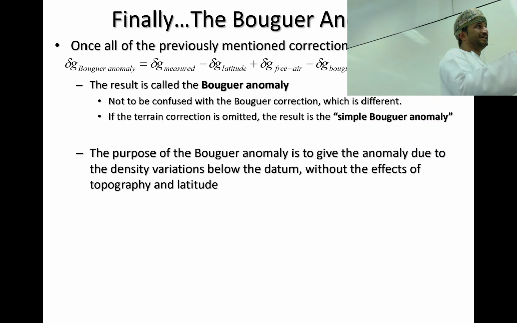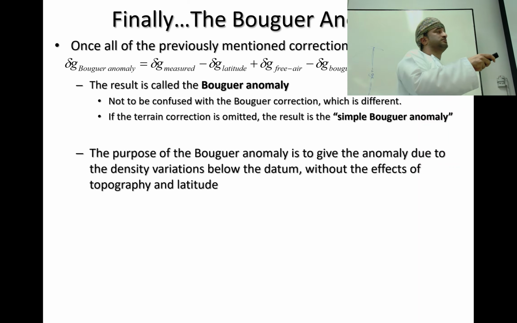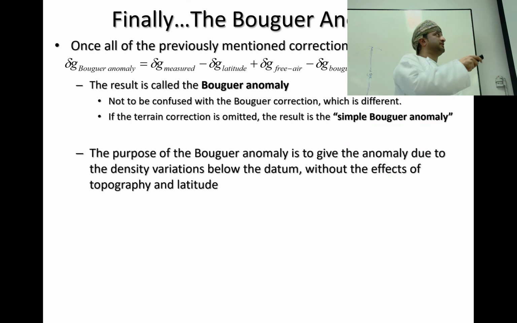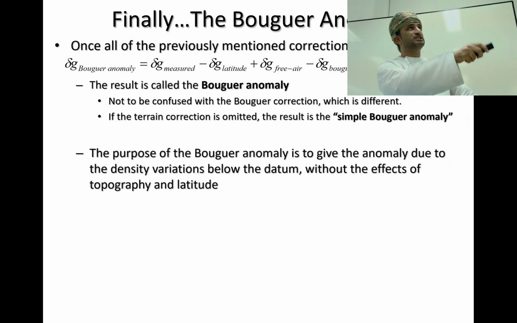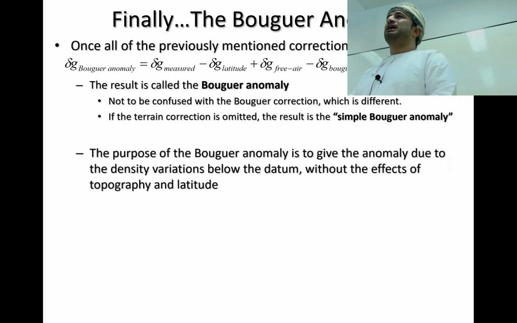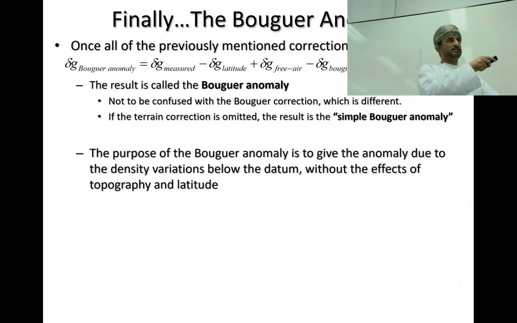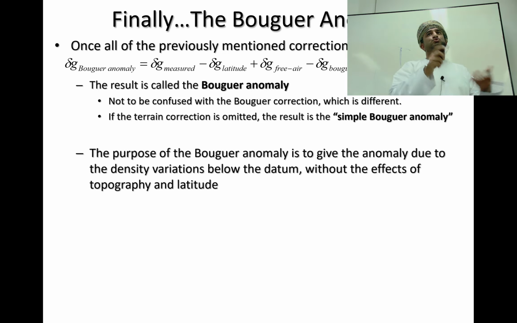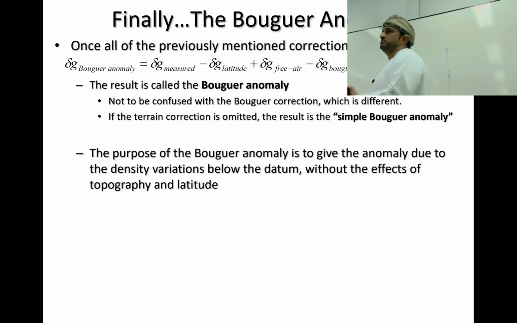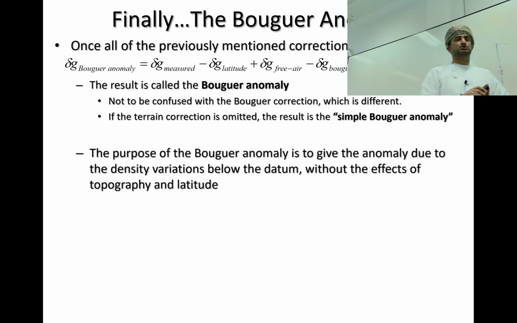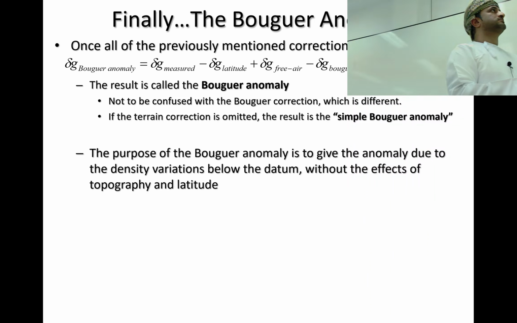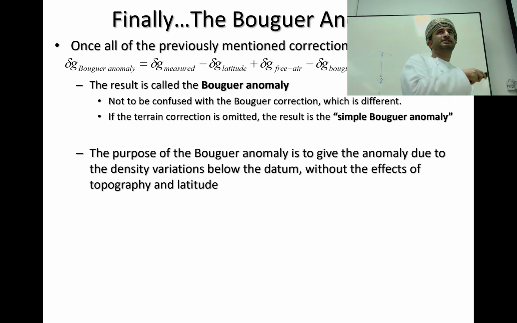If I do terrain correction, I name my final correction complete. This is Bouguer anomaly. Applying all corrections, it's called Bouguer anomaly. So don't confuse between Bouguer anomaly and Bouguer corrections, they are two different things. This is a correction, whereas this is the result of applying different corrections.